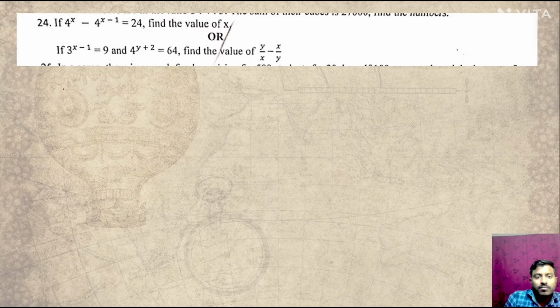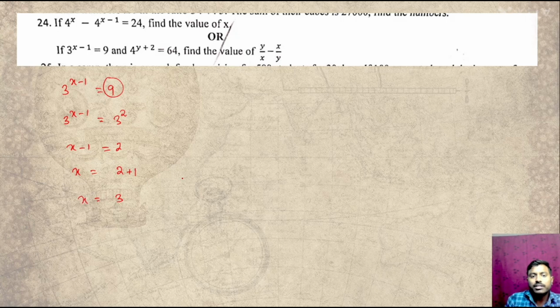3 to the power x minus 1 equals 9. First convert 9 as a power of 3, that is 3 to the power x minus 1 equals 3 square. So x minus 1 is equal to 2. Okay. Now x equals 2 plus 1 is equal to 3. So x equals 3.